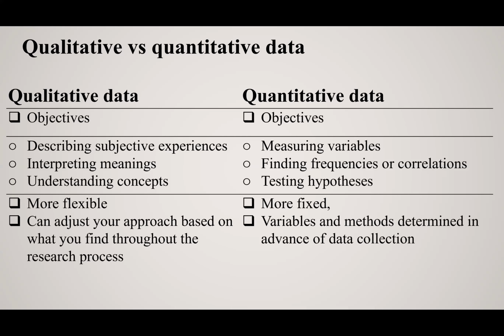Qualitative is very flexible because you can change. Quantitative is fixed, it's numbers, you cannot change. In quantitative, you have to determine your variables before starting to collect the data. While in qualitative, you can change it with time because you're talking about emotion. So with the research process, because you're not testing it.